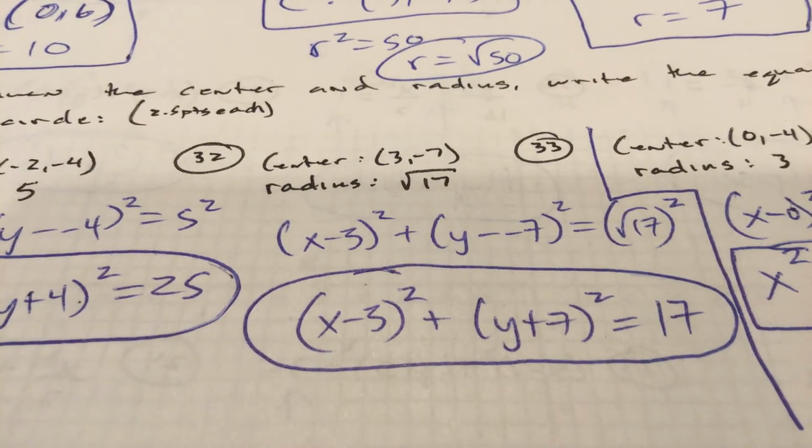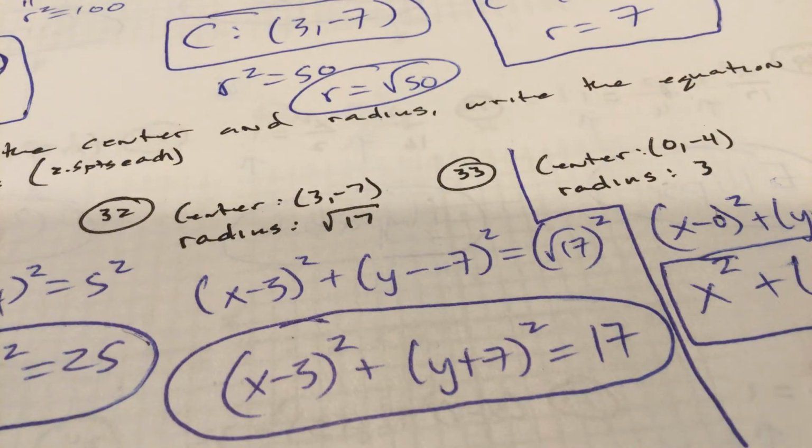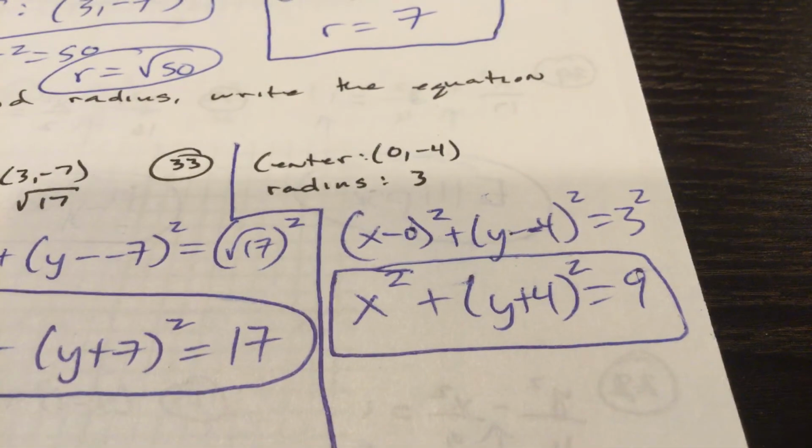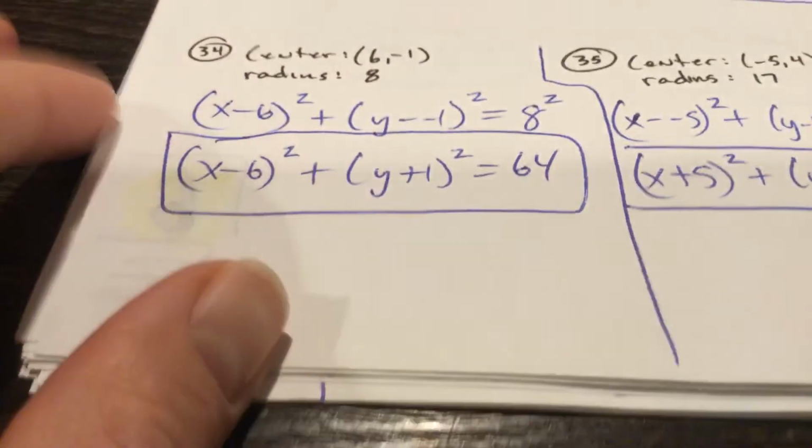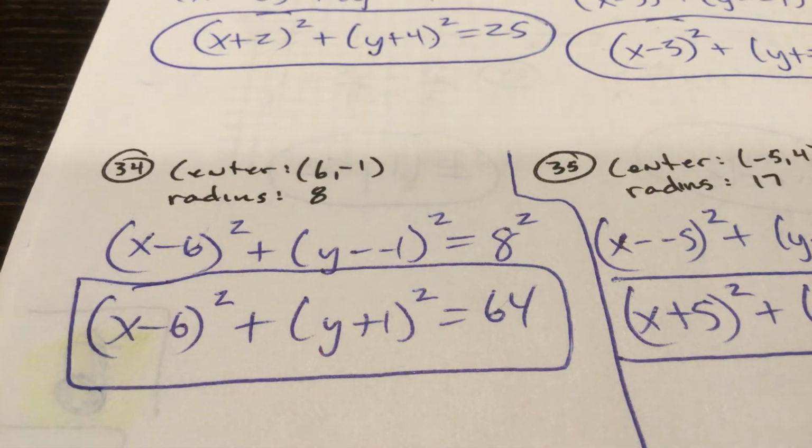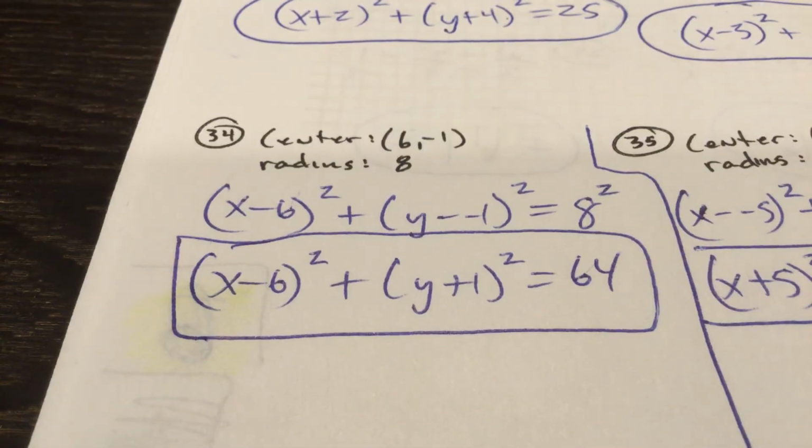32, folks. The center is 3, so x minus 3 squared plus y minus a negative 7 squared is equal to the square root of 17 squared. If you square the square root of 17, that's just 17. Here's 33, x minus 0 squared, or x squared, plus y minus a negative 4 squared, is just y plus 4 squared, equals 3 squared, which is 9. 34, you got x minus 6 squared, plus y minus a negative 1 squared is 8 squared. 8 squared is 64.